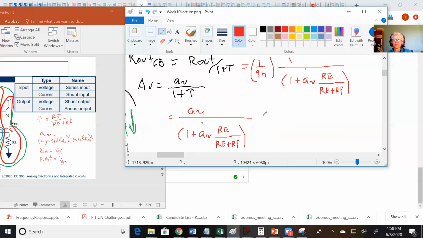So if you do that, then the 1 goes away and you can cancel out the AVs and you actually get 1 over F, which in this case is RE plus RF over RE, which if you remember for the non-inverting op amp, it's 1 plus RF over RE. That's the gain of your whole op amp.